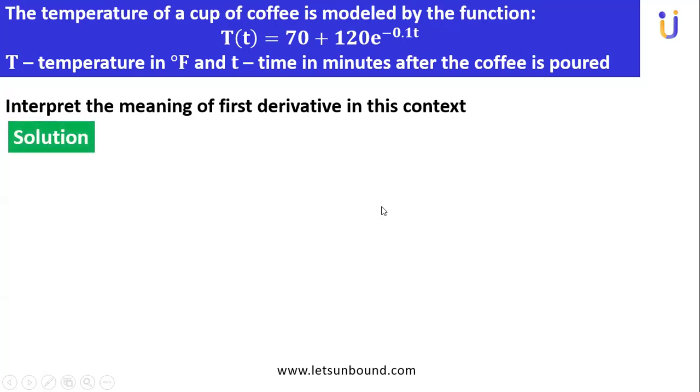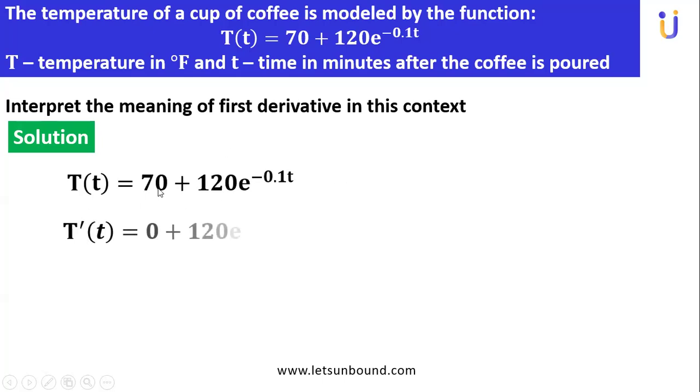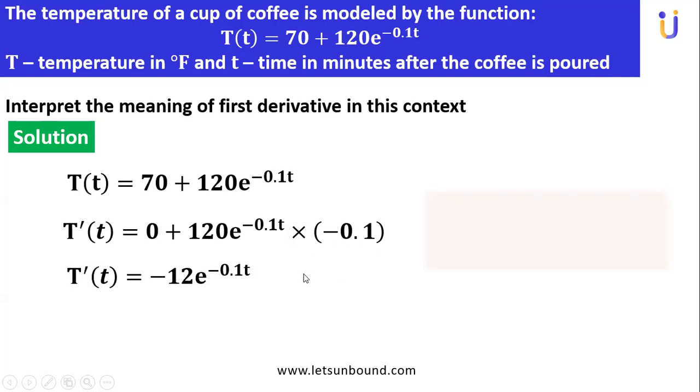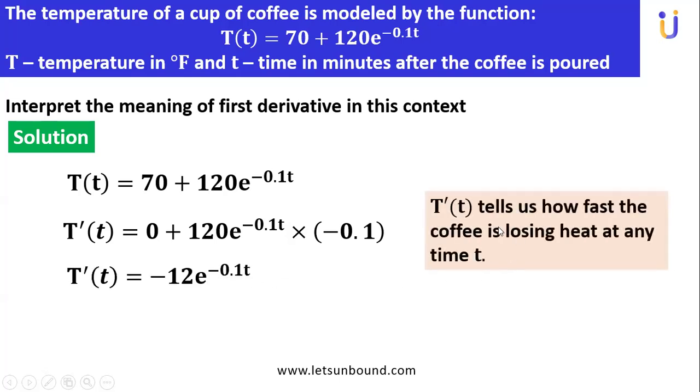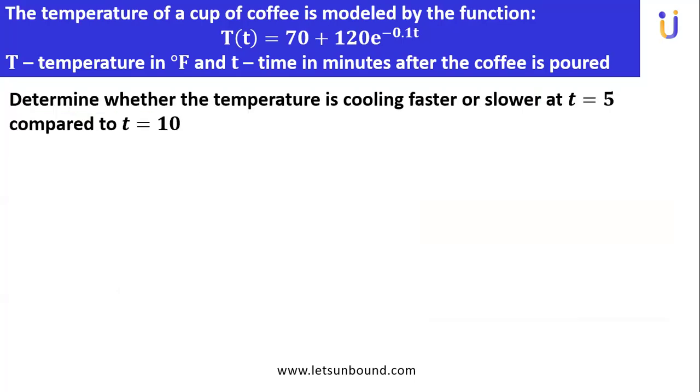First, you find the first derivative. T dash of t: write T of t and differentiate. 70 will become 0. 120: copy the function and multiply by whatever is there inside, so 0.1. When you simplify this, you get negative 12 into e power. So this tells us how fast the coffee is losing heat, right? So the temperature will be cooling down. That is what T dash of t tells us. And the unit is degrees Fahrenheit per minute.